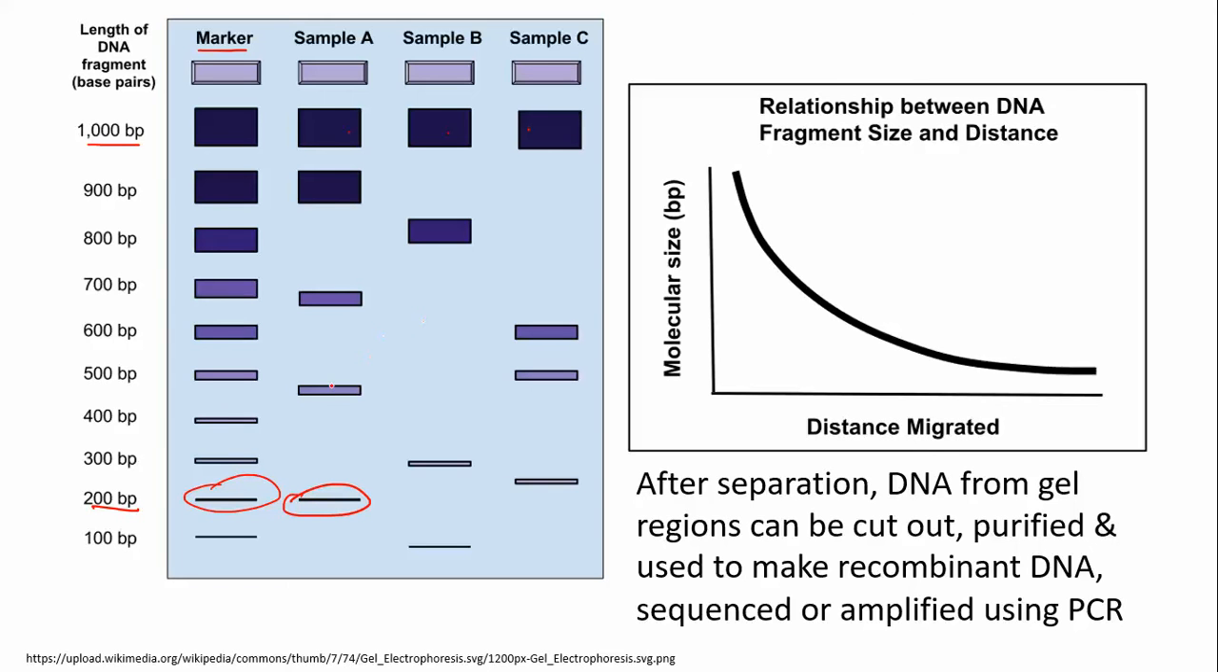There will be some bands that may not line up exactly. Like this one right here is somewhere between 400 base pairs and 500 base pairs, but it's closer to 500 base pairs because it's closer to that line. Once you've separated out your fragments of DNA using the gel, you can actually cut out chunks of this agarose and then melt it and purify out that DNA. And then if you want, you can attach that DNA to a plasmid, or you can amplify it using PCR, which we'll talk about in a moment.